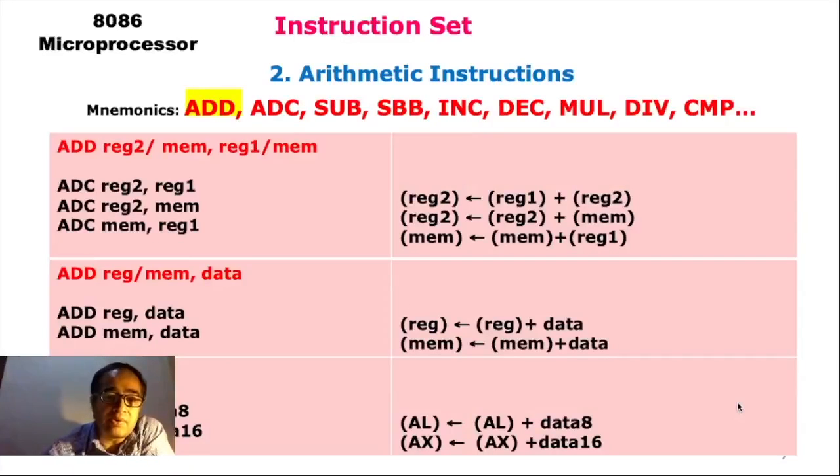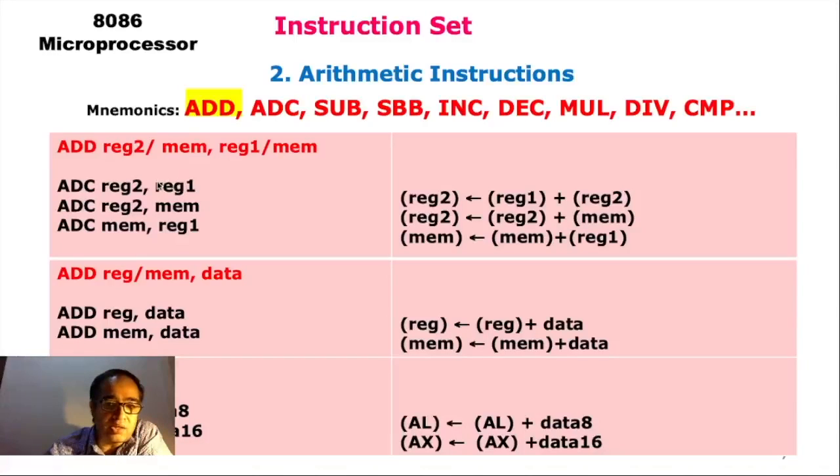Now, the second category of instructions that we'll be talking about is the arithmetic instructions. Arithmetic instructions are add, add with carry, subtract with borrow, increment, decrement, multiply, divide, and compare. Now let us try to understand how an ADD works. So ADC, ADD, ADD immediate. So this is ADC.